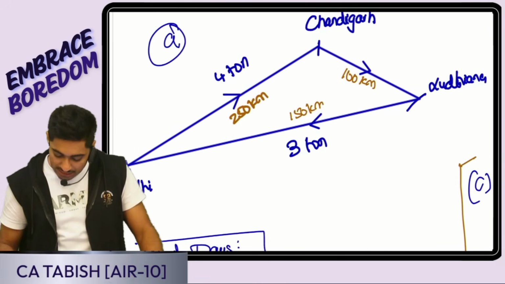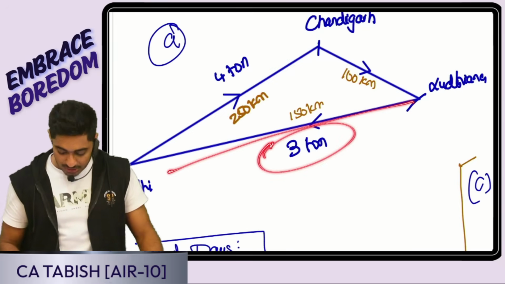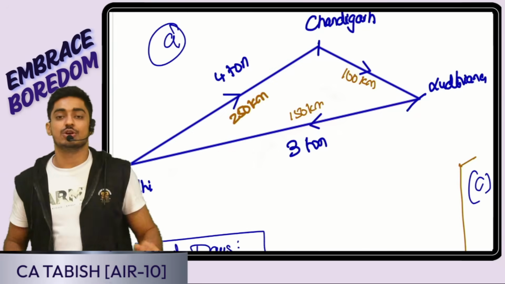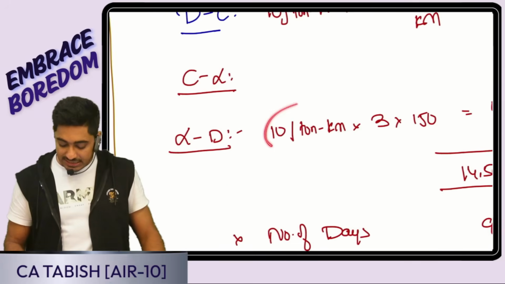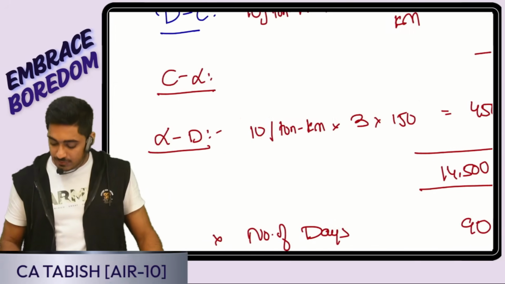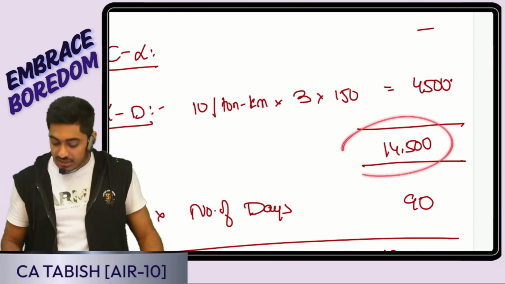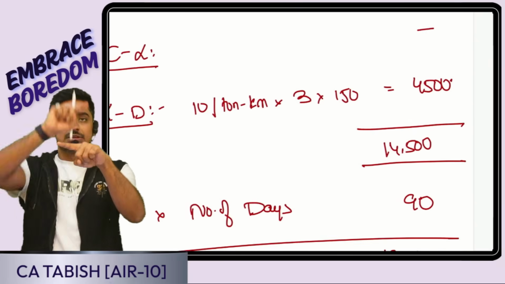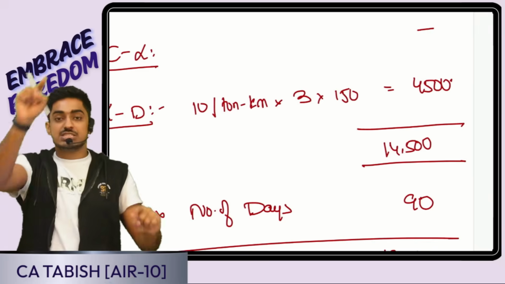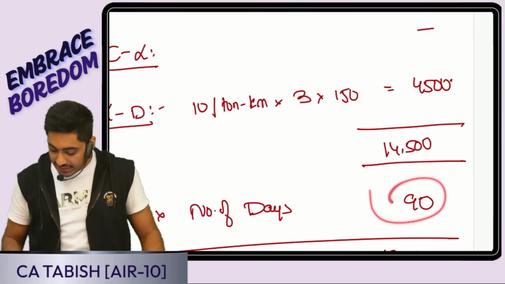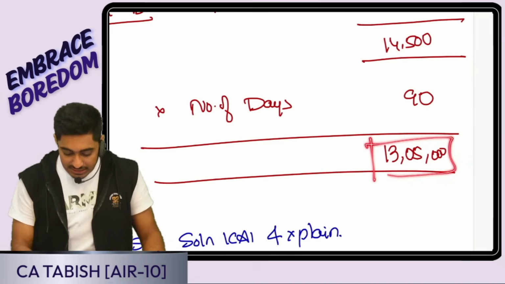From Ludhiana to Delhi, 3 tons we are transporting for 150 kilometer. Per ton kilometer, how much am I charging? 10. So 10 per ton kilometer into 3 tons into 150. That means it comes to 4,500. So 10,000 plus 4,500, 14,500 I am charging in this entire round. For how many days am I doing this? I am doing it for 90 days. That gives me my revenue of 13,05,000.